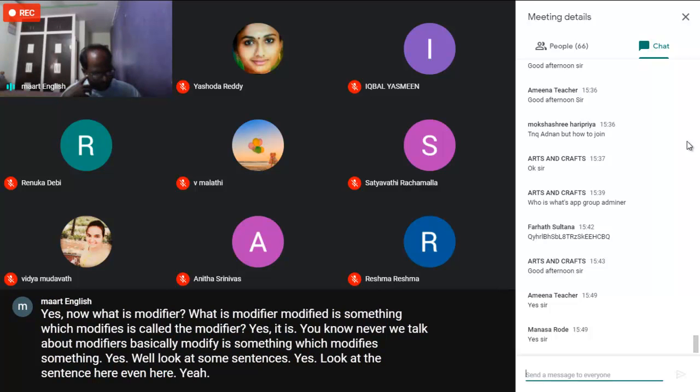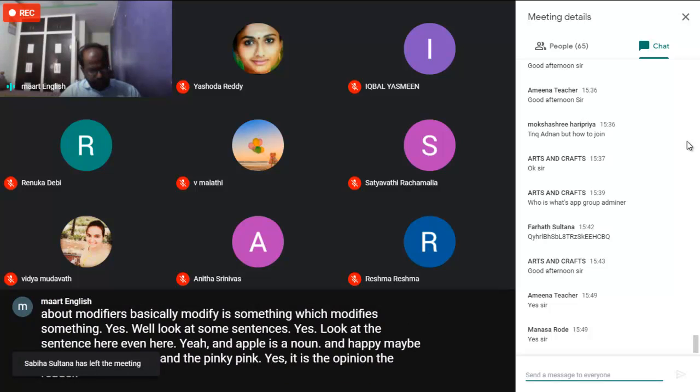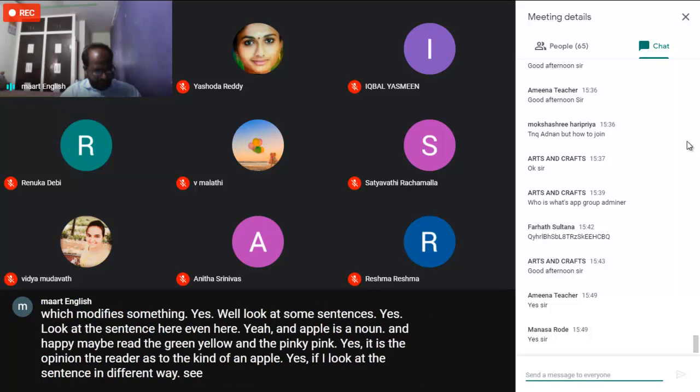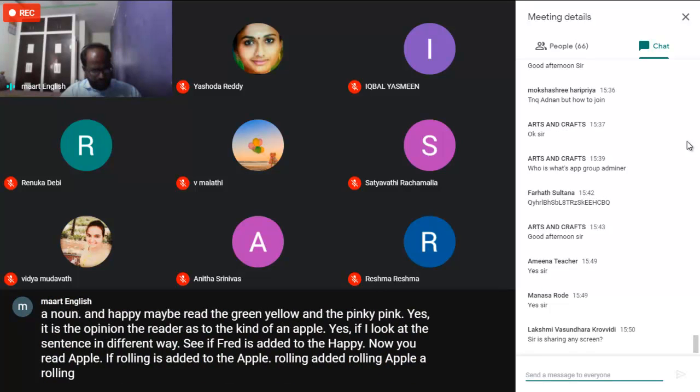An apple is a noun. An apple may be red, green, yellow, or pink. It is the opinion of the reader as to the kind of apple. If red is added to the apple, it becomes a red apple. If rolling is added, it becomes a rolling red apple.